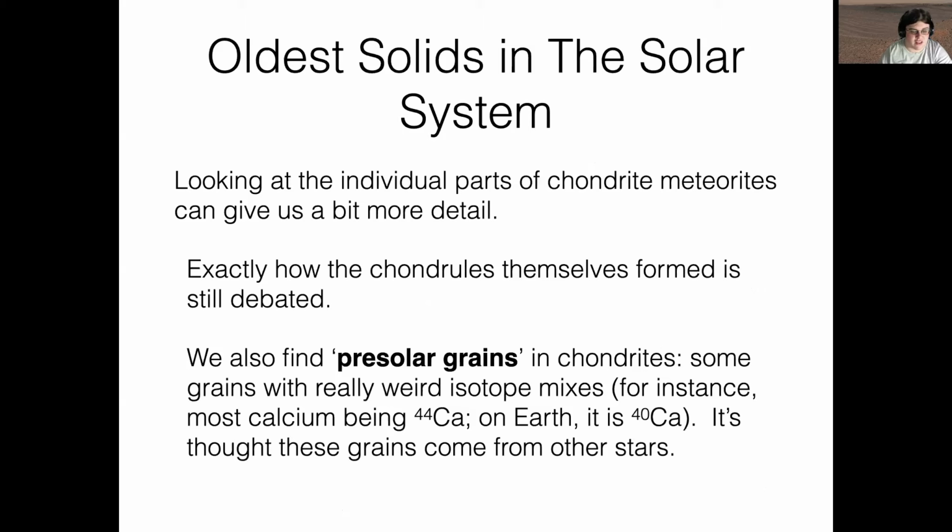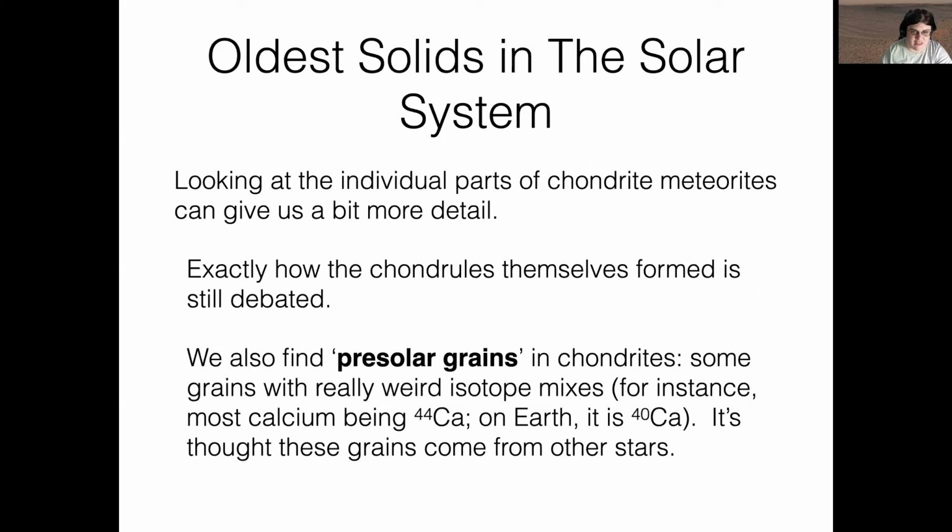Now, one of the interesting things that we can do is try to break those meteorites down and look at the different parts to get a history of the early solar system, to see if we can resolve when different structures in these meteorites formed.